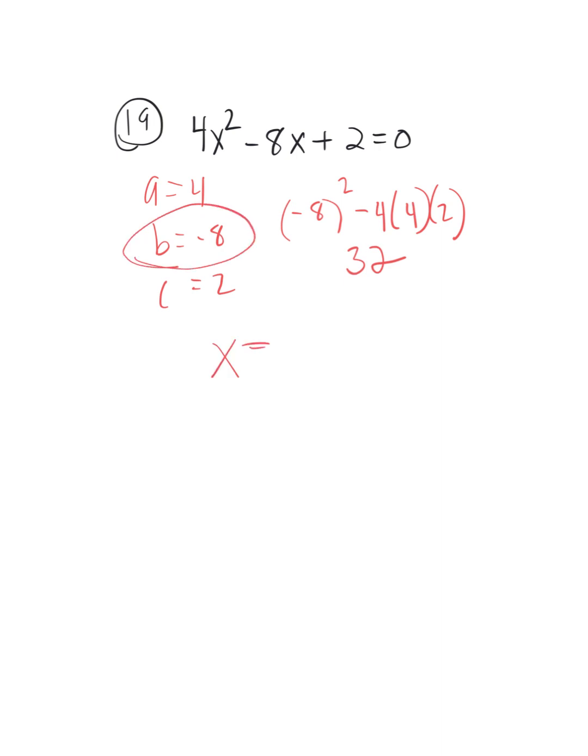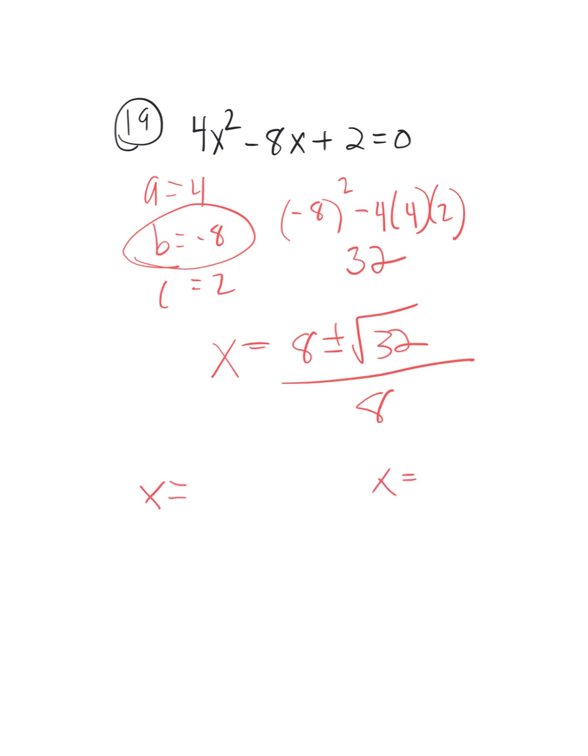X equals the opposite of B. B is negative 8. The opposite would be positive 8, plus or minus the square root of 32, divided by 2 times A. A is 4, so we're going to be dividing by 8. We're ready to go to our calculator now.